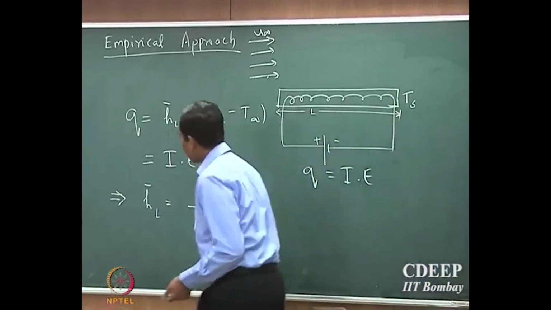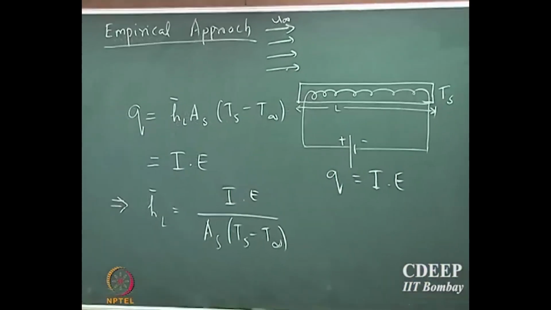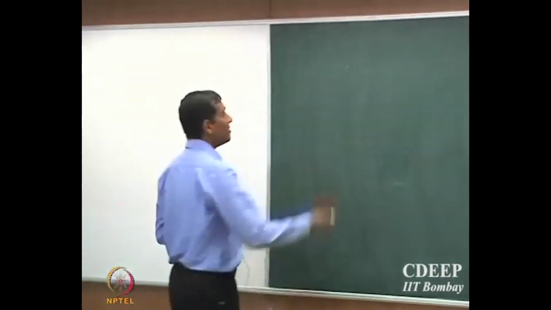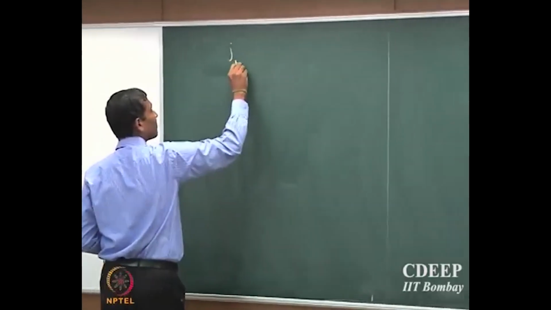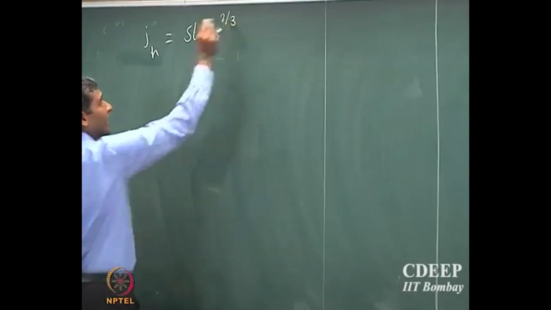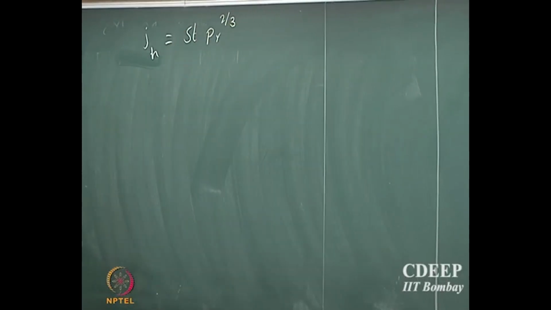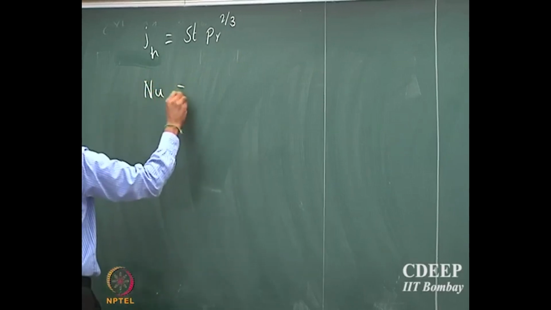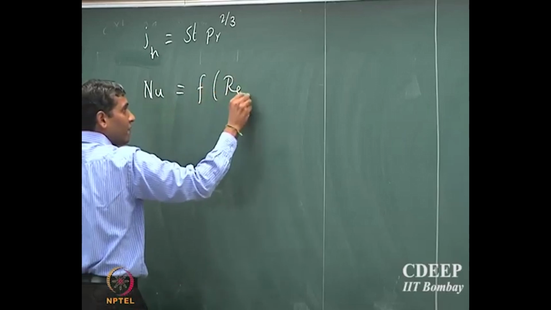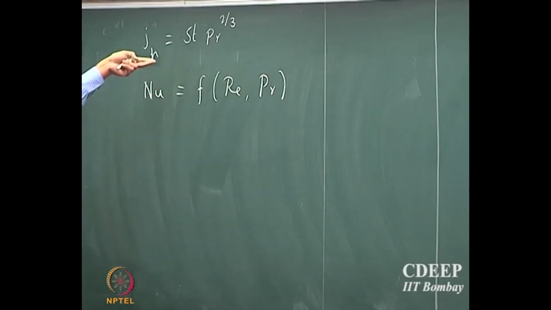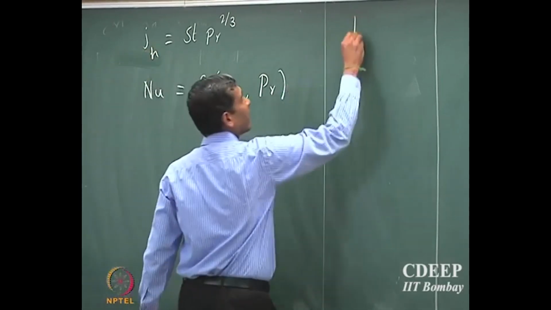Now, we said that the functional form in the Chilton-Colburn analogy, we said the j_H factor is Stanton number multiplied by Prandtl to the power of 2 by 3, right. So from here one could guess that the Nusselt number should be a function of Reynolds number and Prandtl number, okay. So of course one could guess that the exponent that you will get is Pr to the power of n, right.